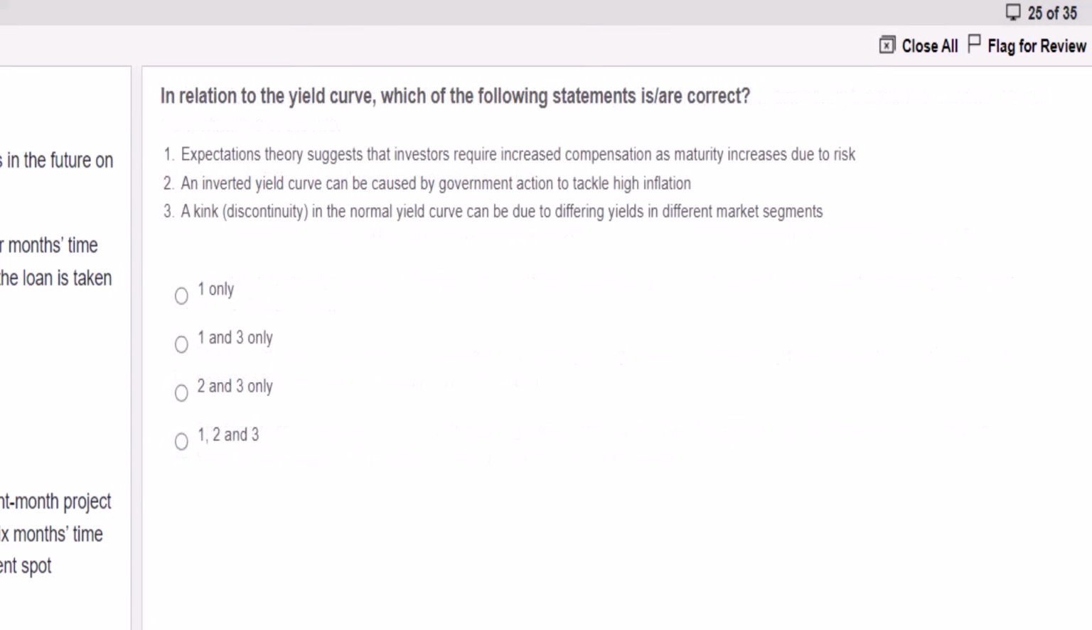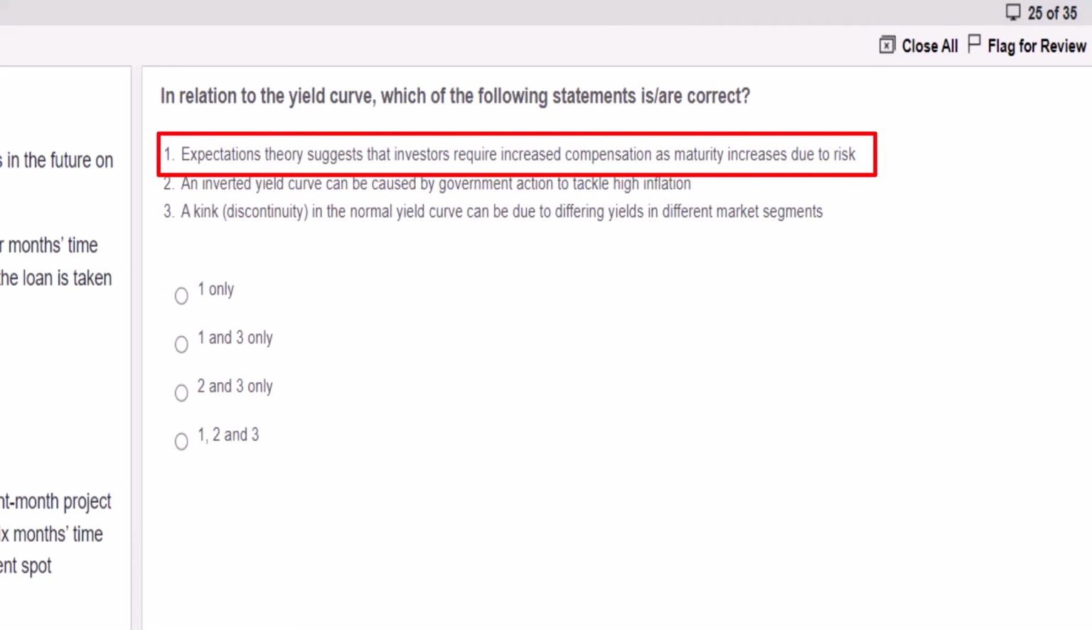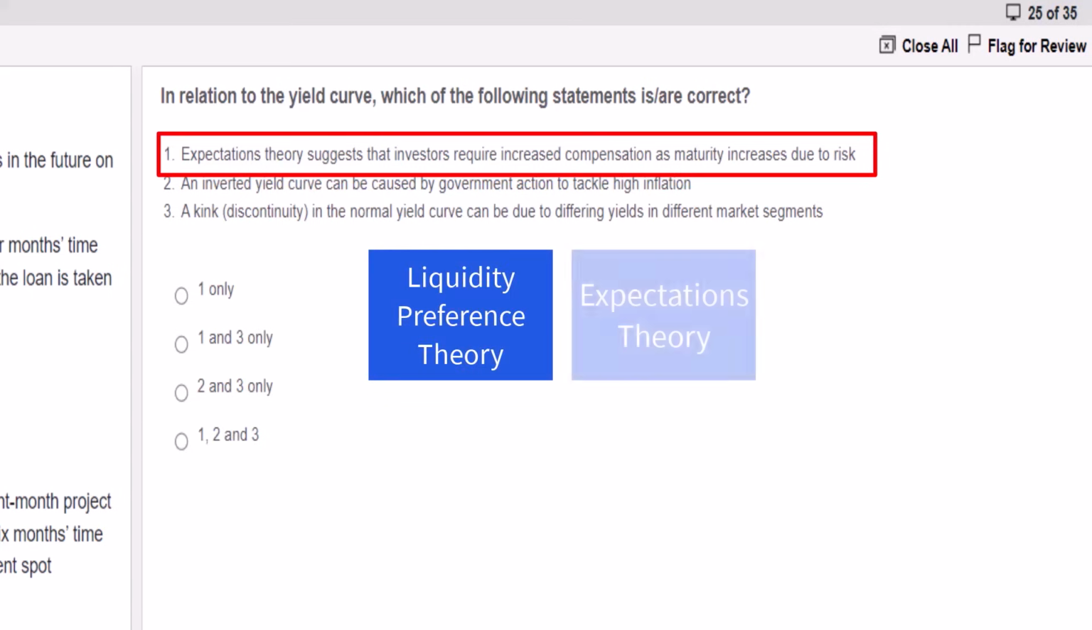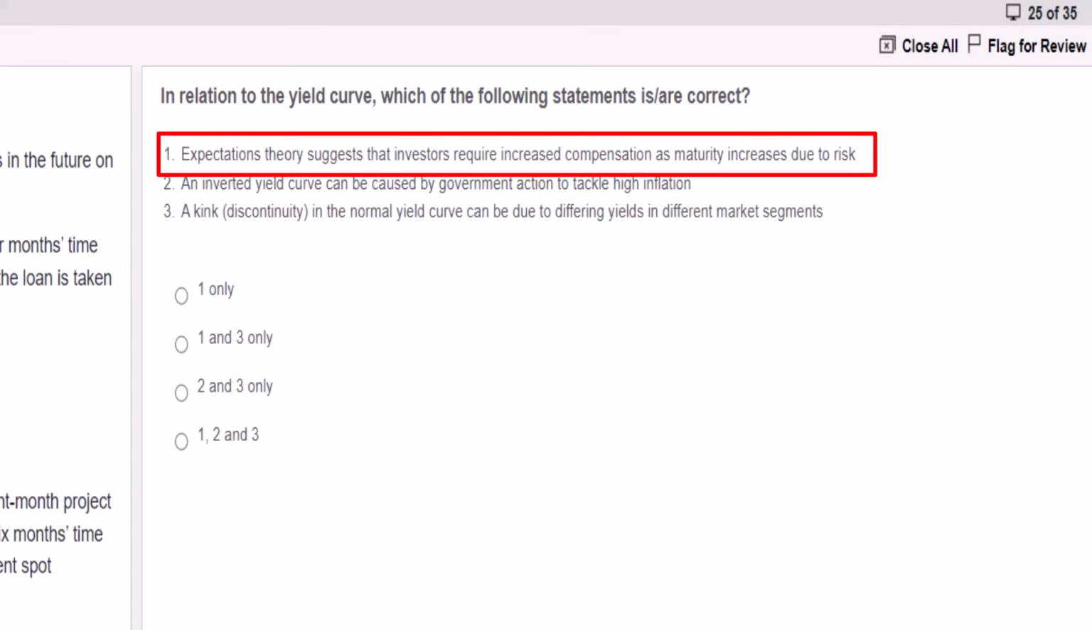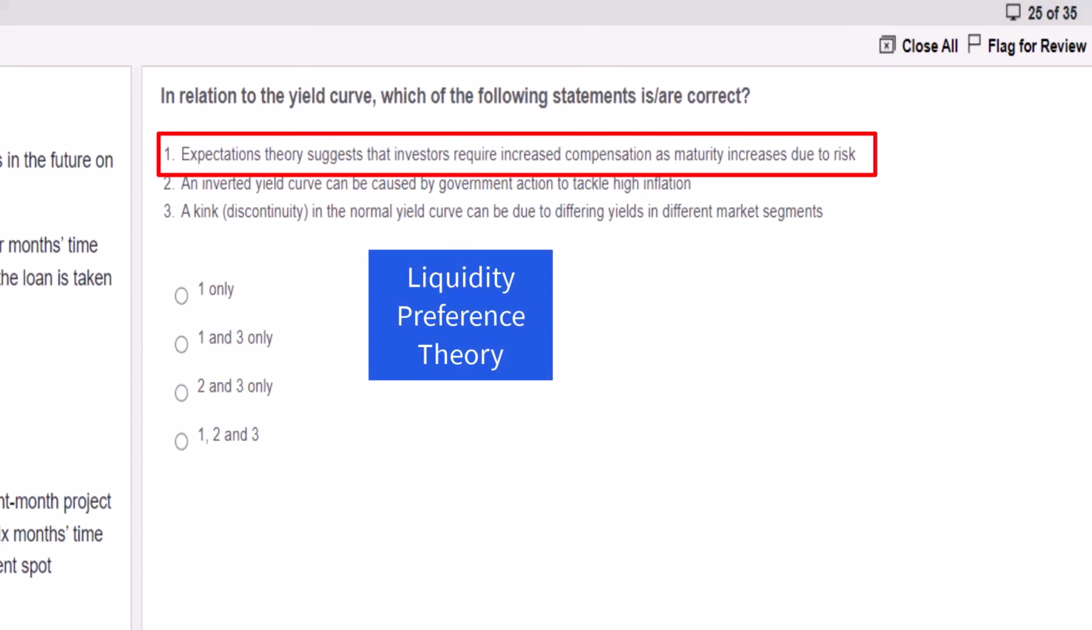The next question, in relation to the yield curve, which of the following statements are correct? Number 1, expectation theory suggests that investors require increased compensation as maturity increases due to risk. So there are 3 explanations of the yield curve: liquidity theory, expectations theory, and market segmentation theory. Number 1 is not a correct explanation of expectation theory, because that is a correct explanation of liquidity preference theory.